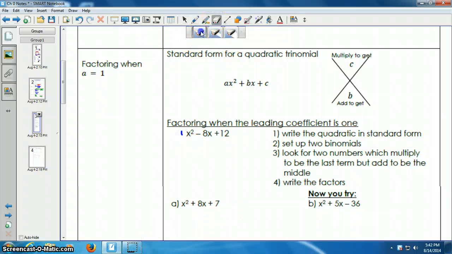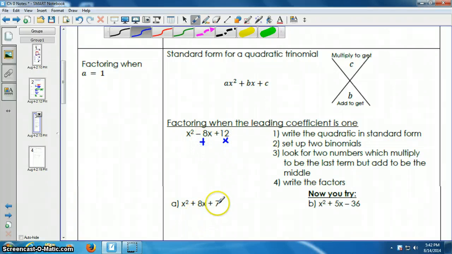So that's why when we say when a is 1, it's like there's an invisible 1 right there. This is pretty easy to factor, so there's a trick to it. We're going to make sure it's in standard form in order, so x squared, then x, then no x. And we're going to figure out the factors that multiply to get c but add to get b. So what are the factors that multiply to get 12 but add to get negative 8?